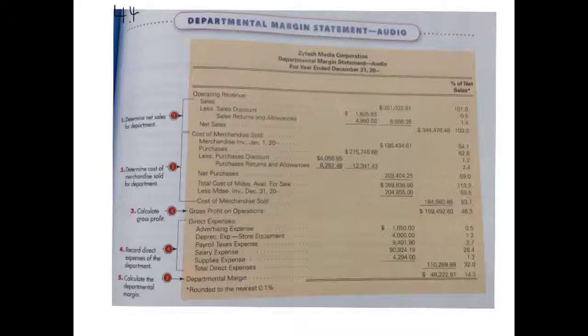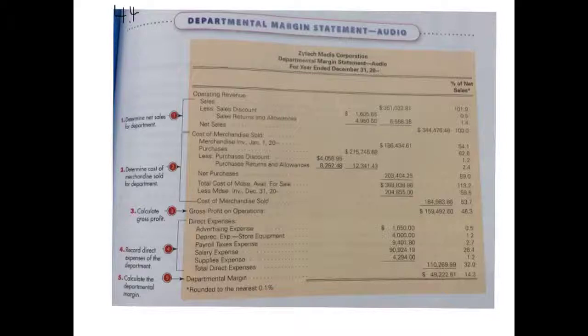So the company, in our examples, prepares all of our usual end of fiscal period financial statements, which would be our income statement, our statement of stockholders' equity, and our balance sheet. In addition, they also prepared 2 responsibility statements, one for each department. So a departmental margin statement for audio and a departmental margin statement for video.